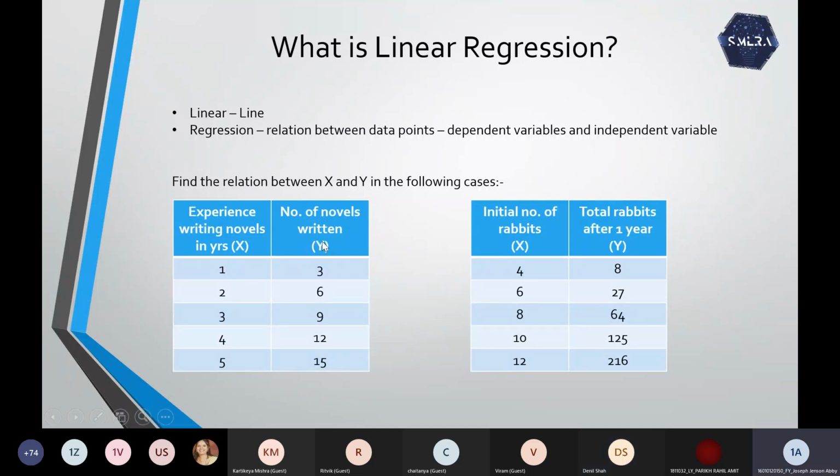So basically you saw that your y variable is 3 times your x variable, y equals 3x. So you said, if this relation is being followed, then if x equals 7, then y is 3x, 3 times 7 is 21. So even if you did not know how many novels somebody has written, but you knew their experience, based on the data which you have, you can predict how many novels he will have written. That's what we do in machine learning.